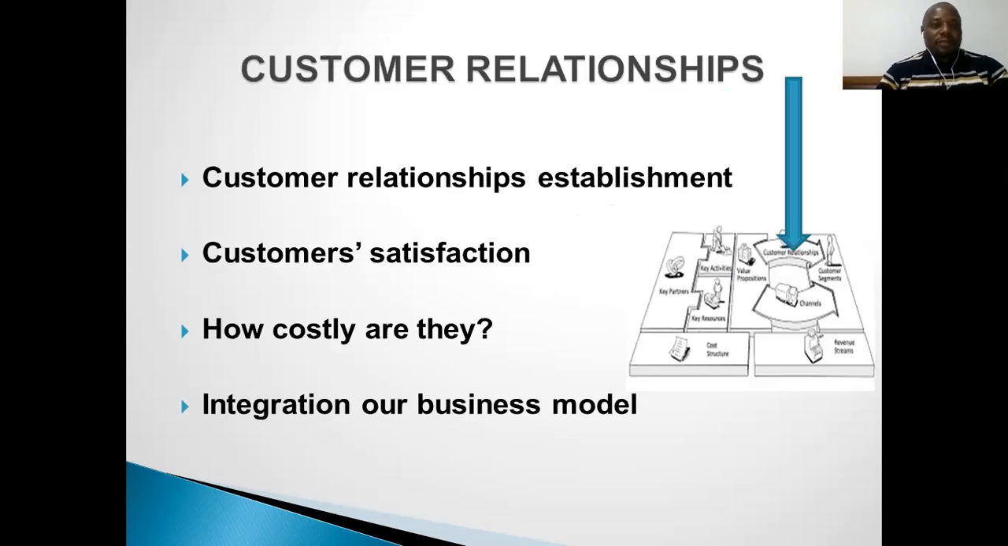Customer relationships. The next block is: what relationships does my business have with targeted customers? We have to establish a good relationship with the customers, because once the customer dumps you, he or she will never come back, and you don't know what he or she is saying outside about your business. It's very easy to damage your business and to get a bad reputation.